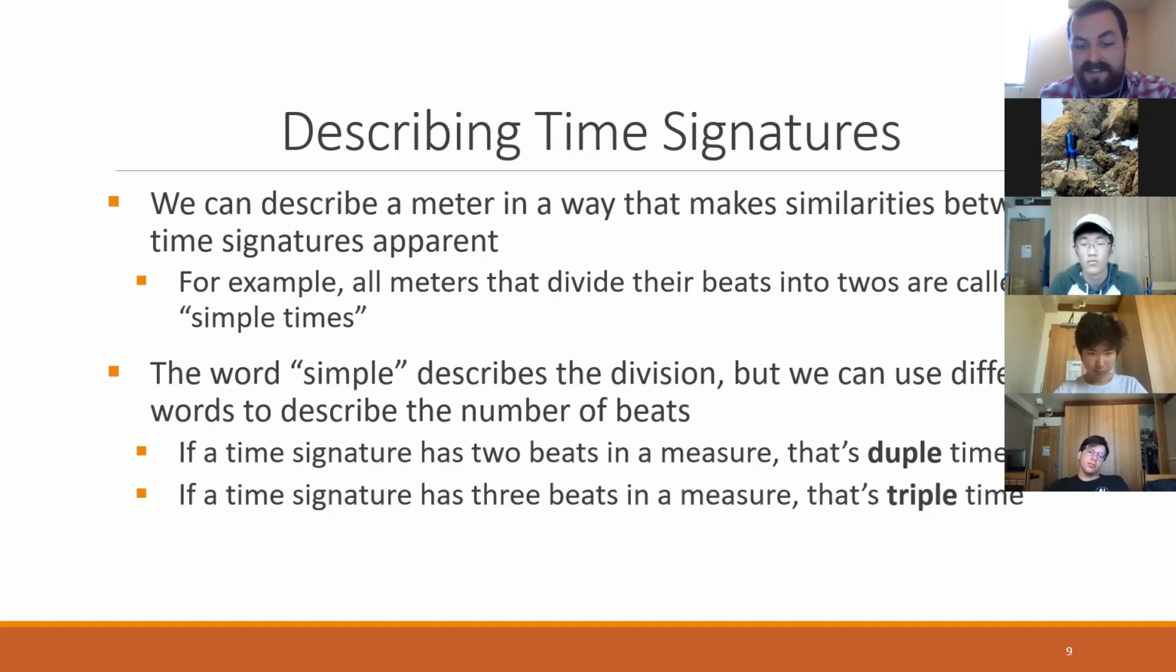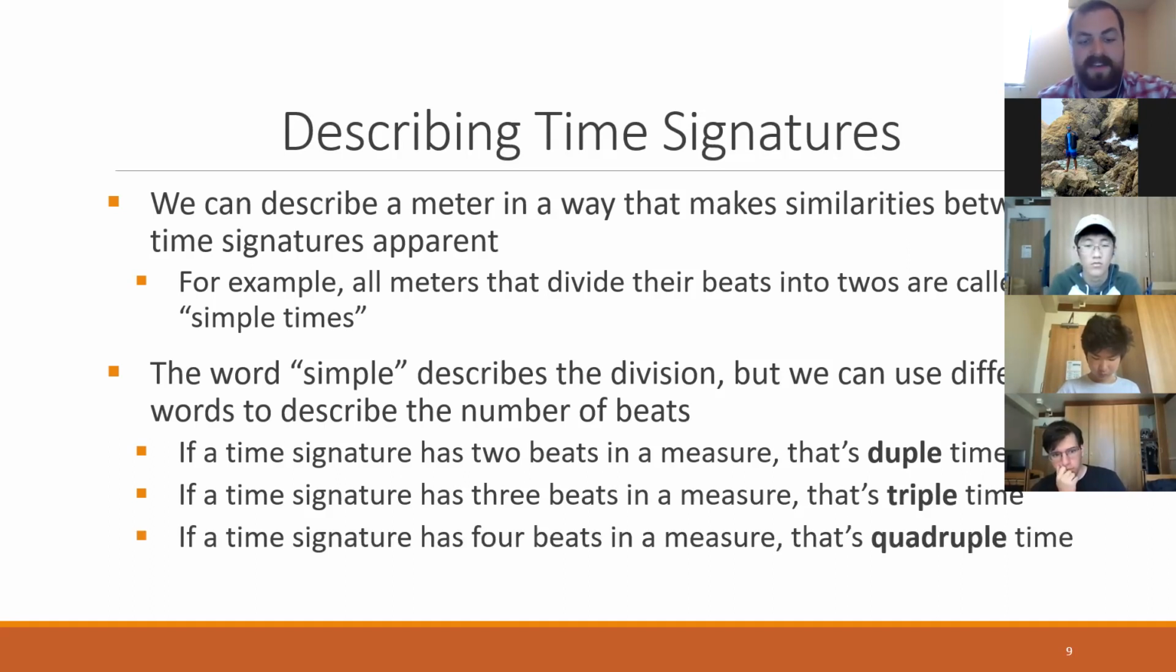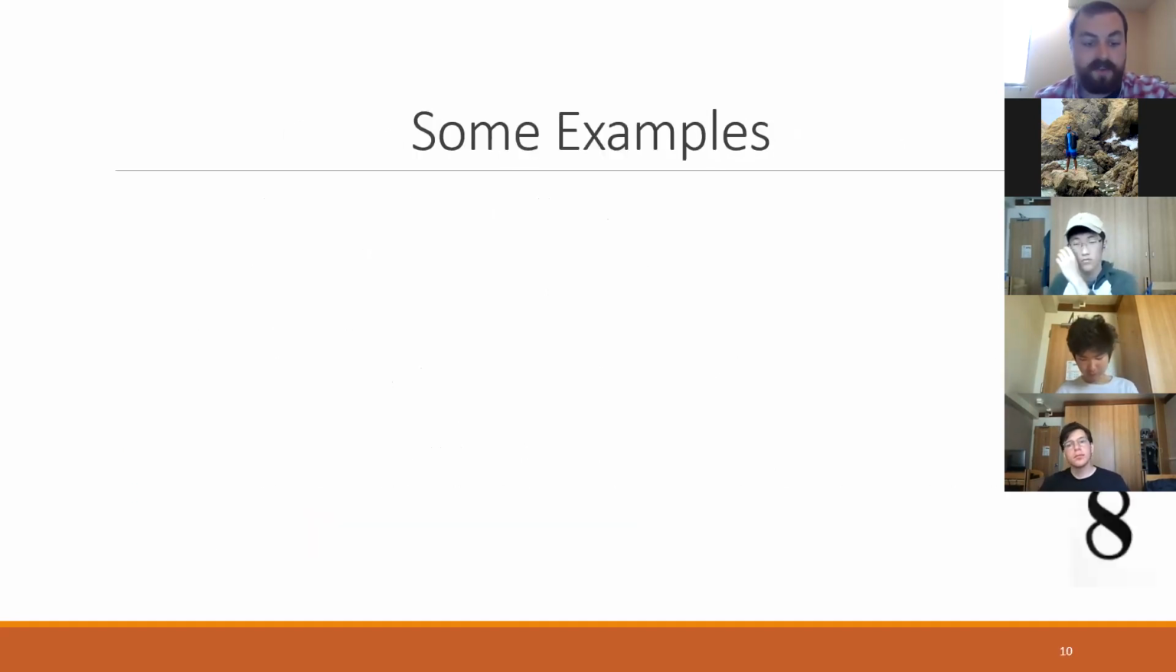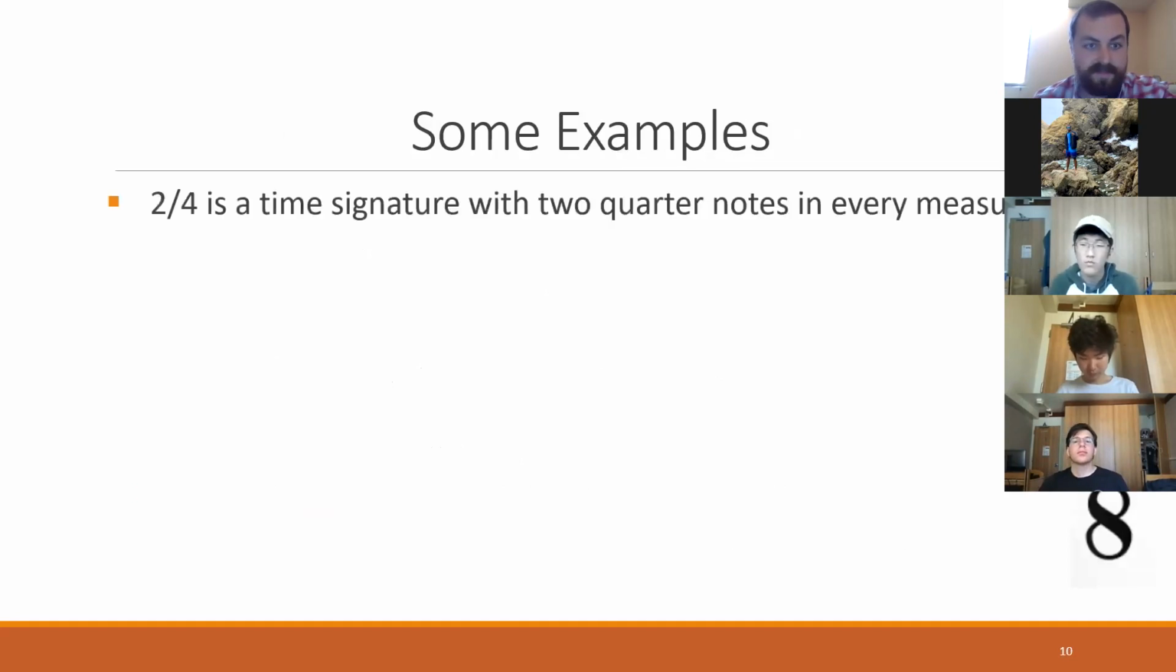If a time signature has 3 beats in a measure, we call it triple time: 3/4, 3/2, 3/8. And if a time signature has 4 beats in a measure, we call it quadruple time. Of course, 4/4 and 4/8. We don't really see 4/2 that often. So we can basically describe different times with their time signatures in these broader terms.